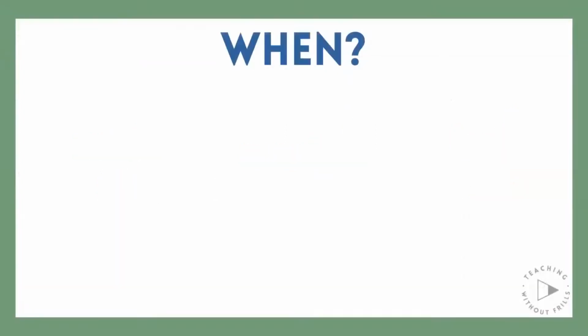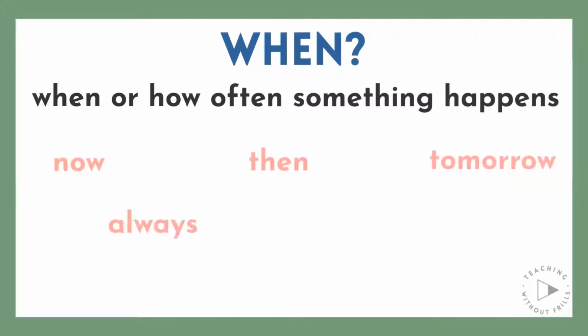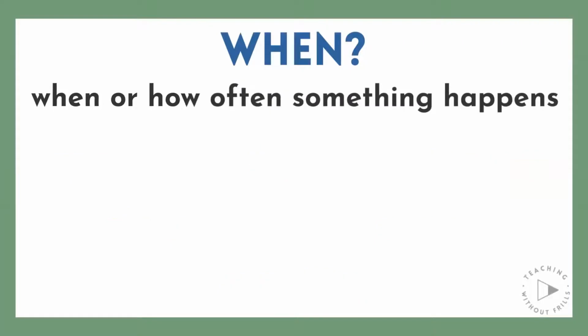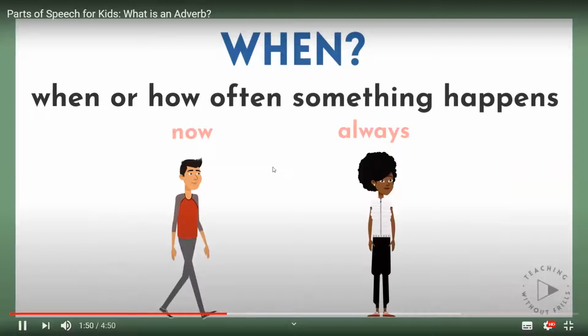Adverbs can also describe when or how often something happens. These are words like now, then, tomorrow, always, never, and sometimes. We can use these words to describe verbs or adjectives, like walking now or always happy. Can you think of any other adverbs that describe when or how often something happens?